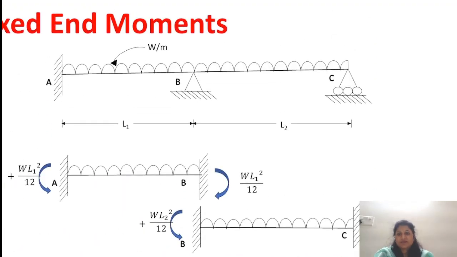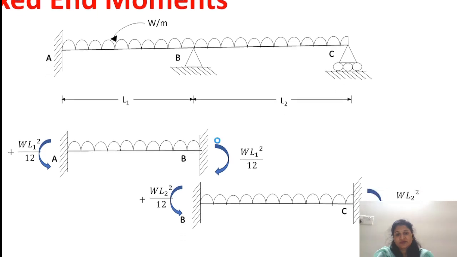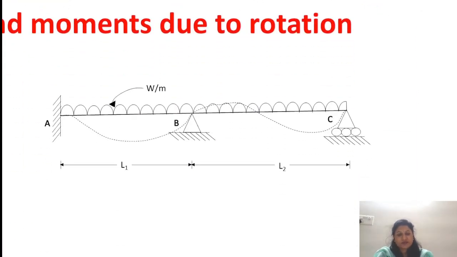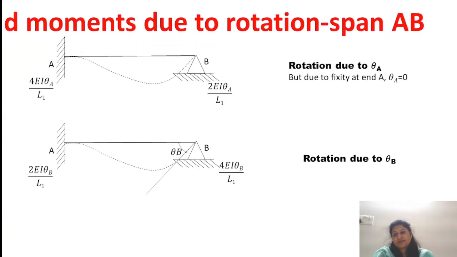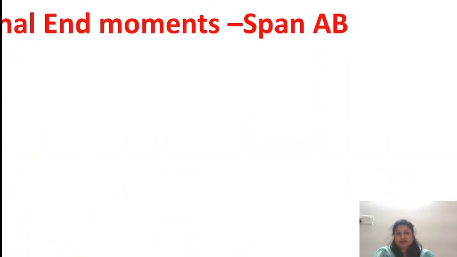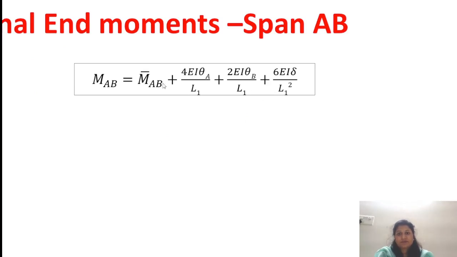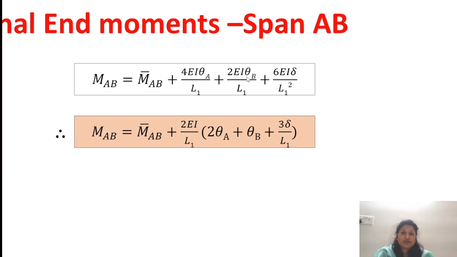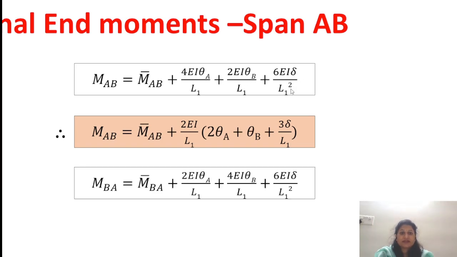These are the MAB, WL1 square upon 12. These are the MAB fixed end moments. So MAB fixed, we can write down as M bar AB also. So M bar AB is nothing but the fixed end moment, plus 4 EI theta A upon L1 and 2 EI theta B upon L1. First of all we are releasing theta A, then we are releasing theta B for the joint A. Now this is the equation MAB. So M bar AB, that is the fixed end moment, plus 4 EI theta A upon L1 plus 2 EI theta B upon L1 plus 6 EI delta upon L1 square.